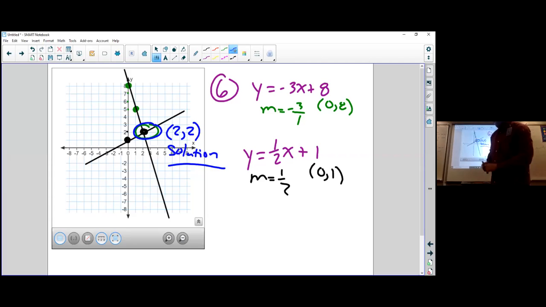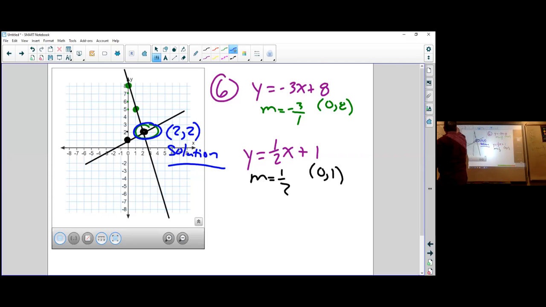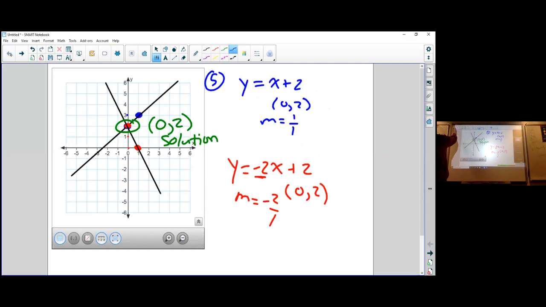I'm recording this one. So let's go back and just review the two questions we had. Our first question was number 5. So we plotted the blue. We had 0, 2, and then we had a slope of 1 over 1. So from that, I went up 1, right 1. And then for the red one, I had a y-intercept of 2 as well. So 0, 2. And a slope, I went down 1, right 1. Where they crossed was 0, 2.